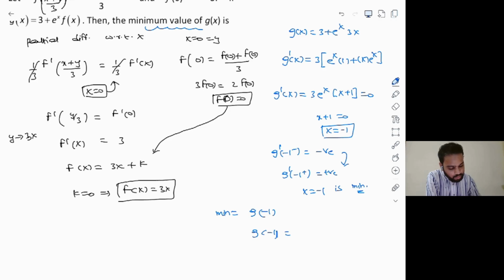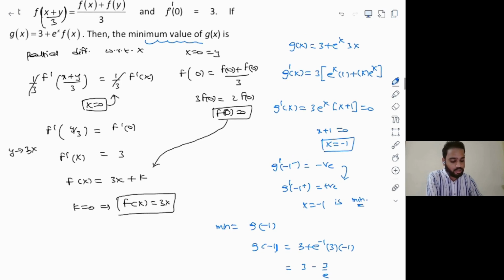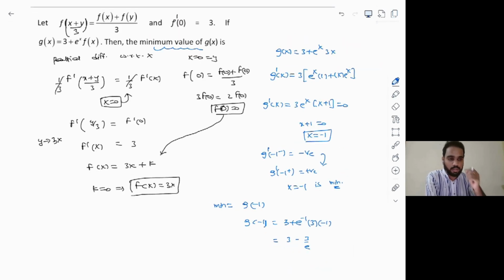So g of minus 1 is equal to finally 3 plus e to the power minus 1 multiplied by 3 into minus 1, which will give you finally 3 minus 3 divided by e. Or you can also take the LCM and write the answer as 3 times (e minus 1) divided by e. So this is how you have to do this question.